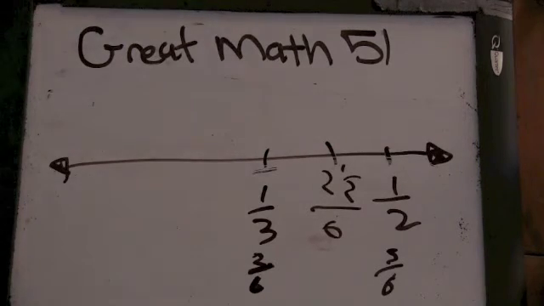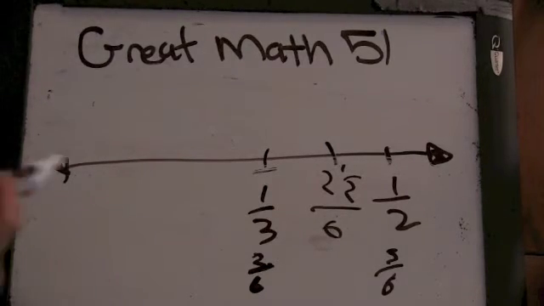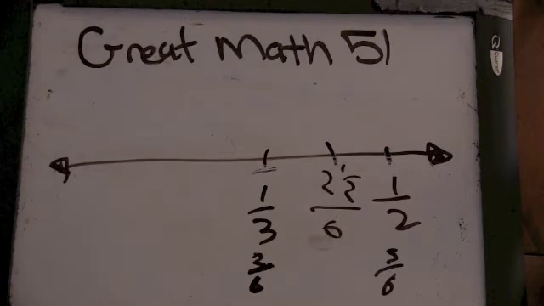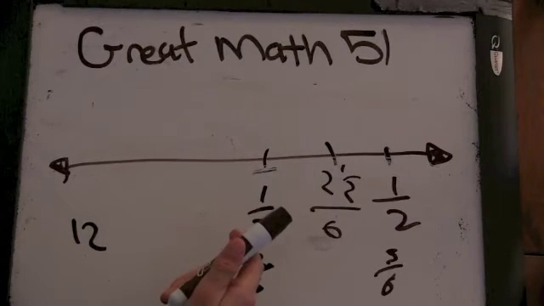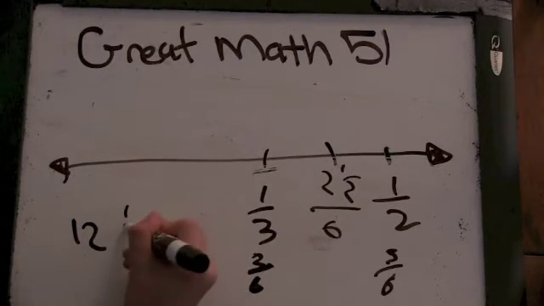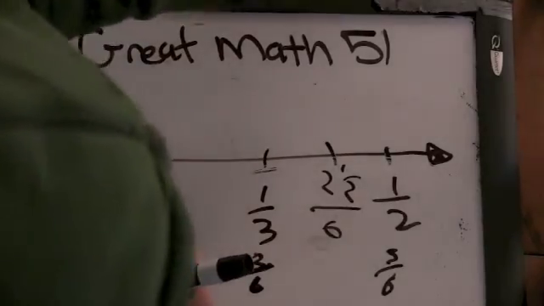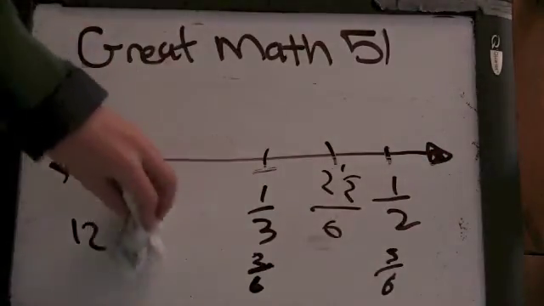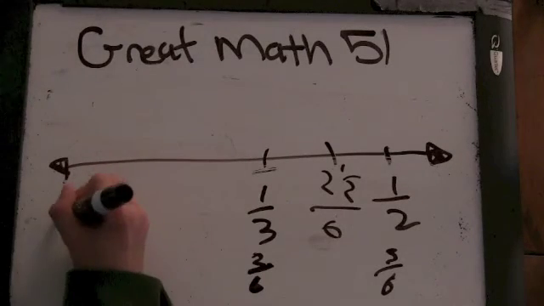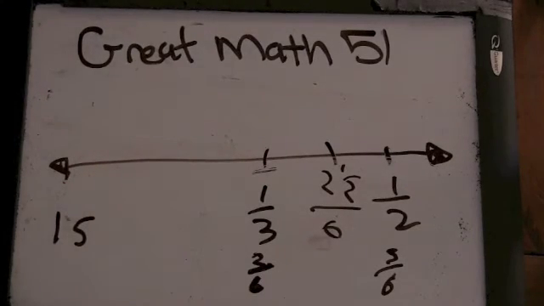Okay. What do you get? So 2 times 6 is 12, and 6 halves, which is 3, so 15. All right. This isn't a fraction, and it's not between 1/3 and 1/2.